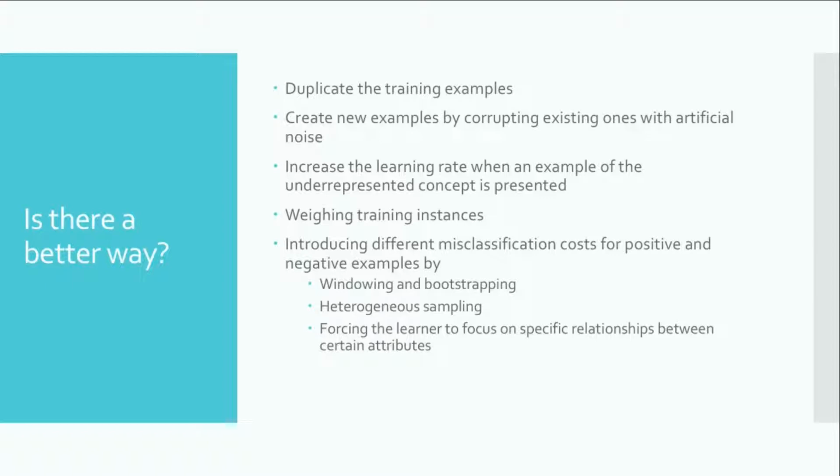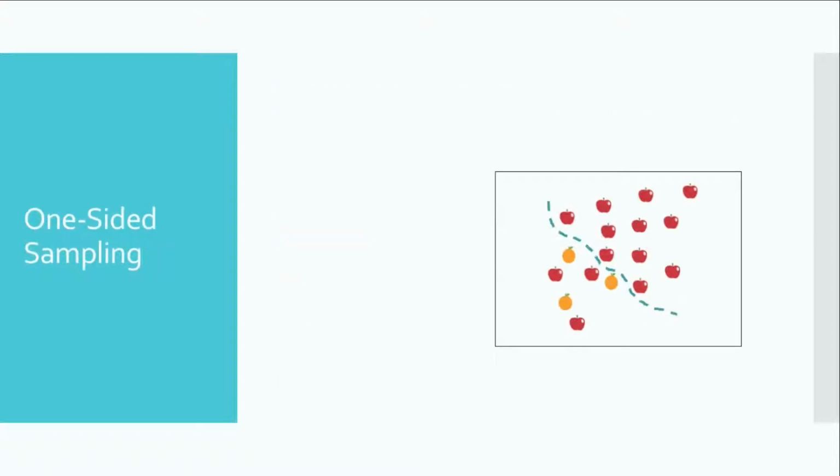For this paper, an existing technique called Tomek links was adapted to be used in better selecting training set examples when the data is imbalanced. That technique is referred to as one-sided sampling. So, what is one-sided sampling and how does it work? Before we get into that, I want to cover some of the concepts that will make understanding the algorithm easier.